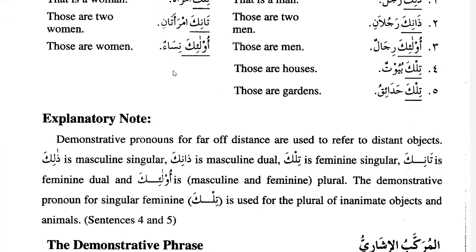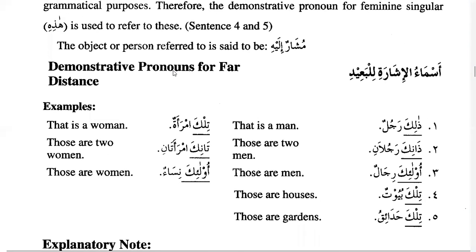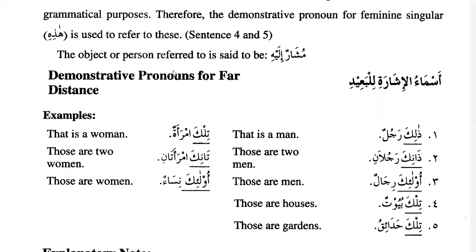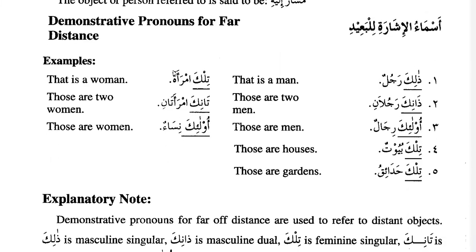Explanatory note. Demonstrative pronouns for far off distance are used to refer to distant objects. Dhalika is masculine singular. Dhanika is masculine dual. Tilka is feminine singular. Tanika is feminine dual. And Ulaika is masculine and feminine plural. The demonstrative pronoun for singular feminine Tilka is used for the plural of inanimate objects and animals. So if I ask you what are asmaul ishara lil ba'id, what will you say? They are Dhalika, Tilka, Dhanika, Tanika, and Ulaika. Correct.